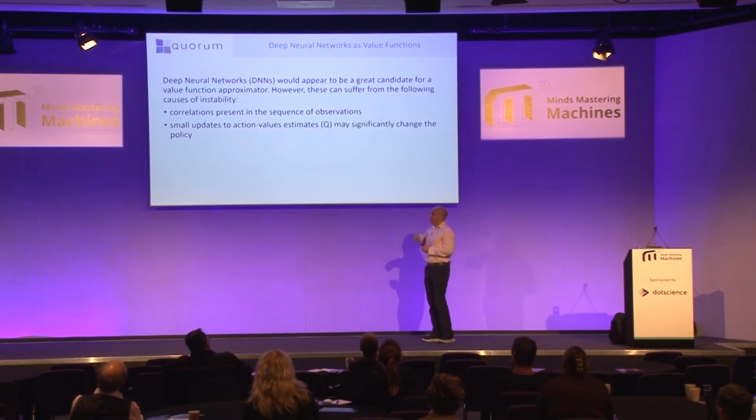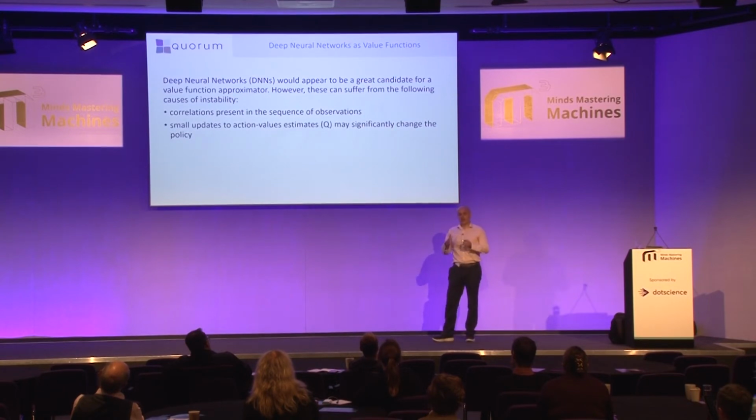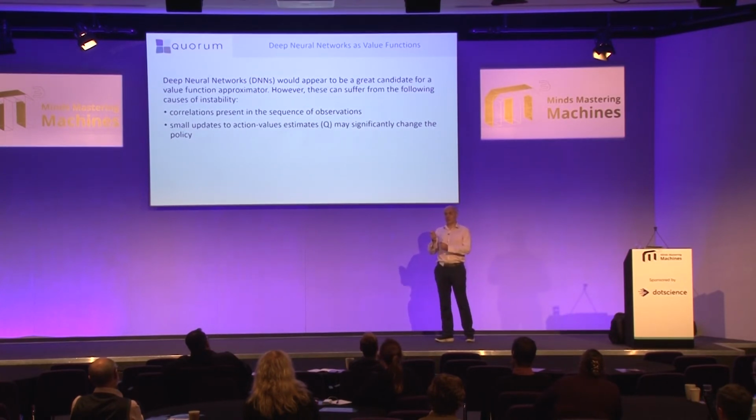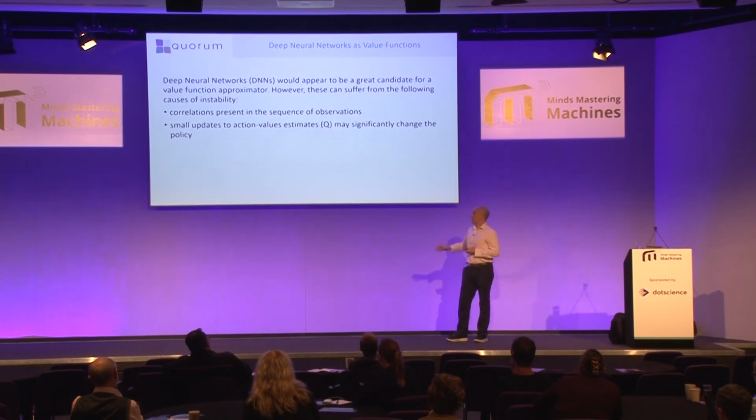But also, if you're updating the neural network as you go, you can get instabilities because these things are quite unstable by nature. So as you update it by a small amount, it significantly changes the policy, and it suddenly starts losing. So we needed a way of stabilizing these networks.